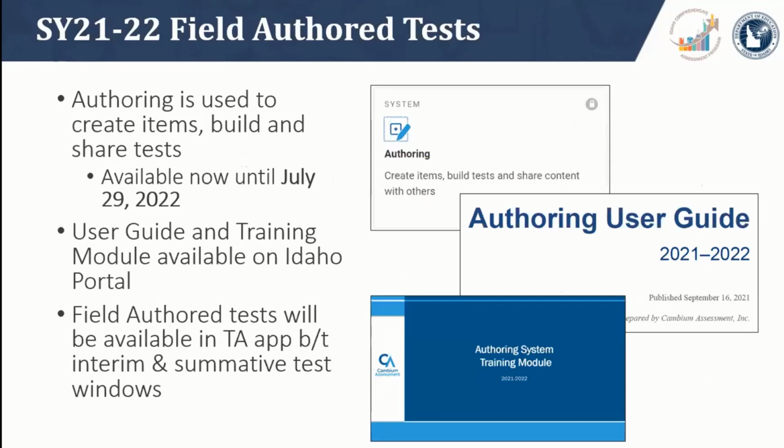In addition to practice and training tests and interims, the authoring platform is available for educators to create items and build and share tests. An authoring user guide and PowerPoint training module is available on the Idaho portal. Additionally, we have confirmed with Cambium Assessment, our ISAT testing vendor, that field author tests will be available between the interim and summative testing windows, and then during the summative testing window as well.